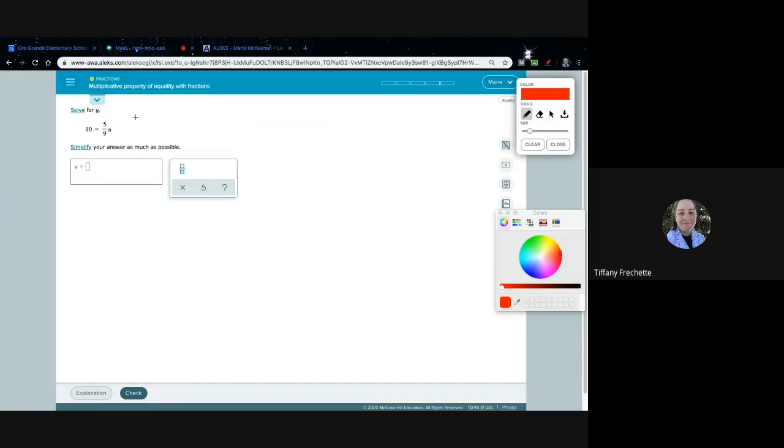Okay, so we have 10 equals 5/9 times u. So remember, u is what we're trying to get alone. We're trying to get that by itself. So we want to know what does u equal, and in order to know that, we need u all by itself. So we have u equals something. So we want to get this fraction away from the u.